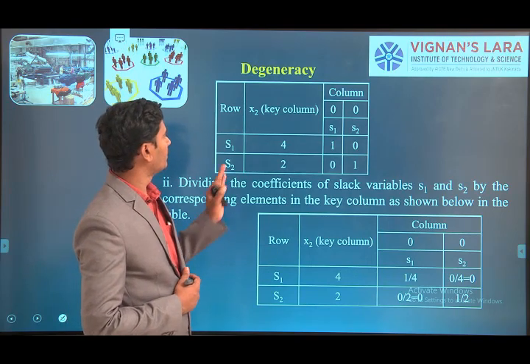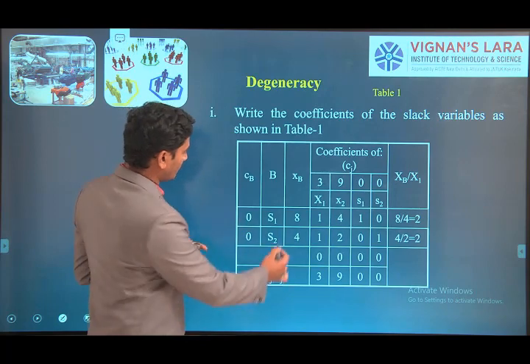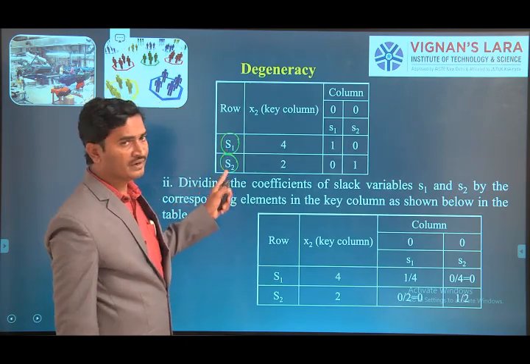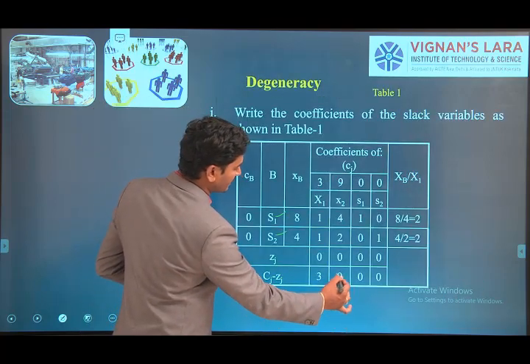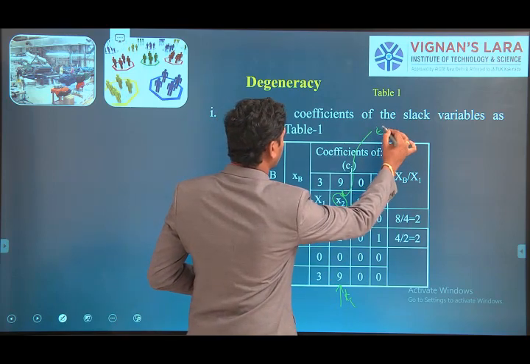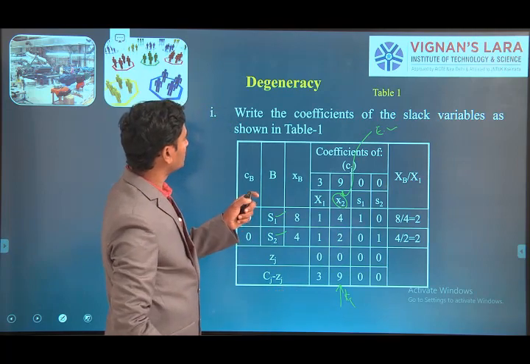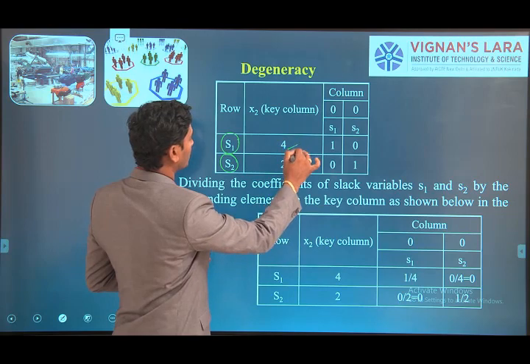How we resolve the degeneracy? Coming to the step 1. Here we have to take the rows. These are the basic variables which are available in table 1, S1 and S2. Next coming to the key column. Here which one is the key column? Maximum 9 is the key column. This is the entering variable, and we have to take these two values 4 and 2. Sorry, key column values 4 and 2.